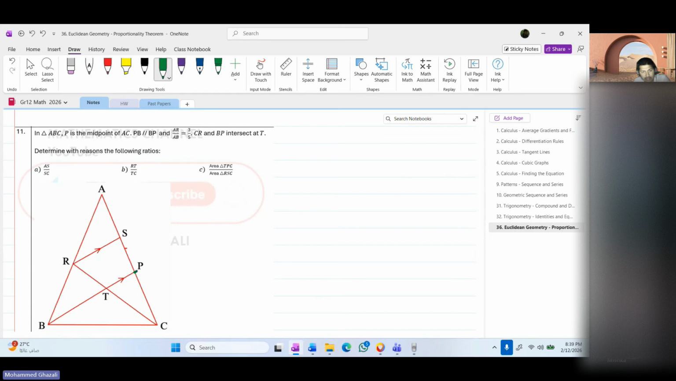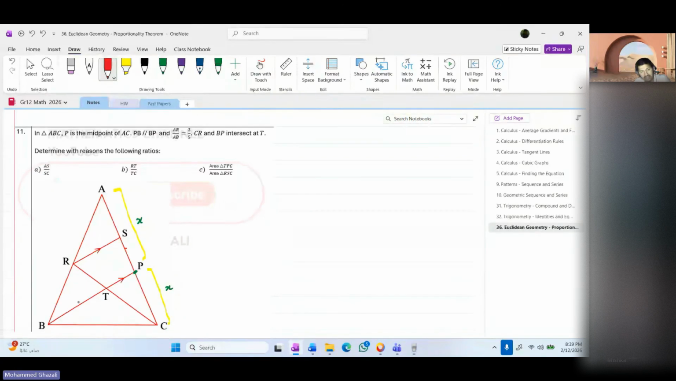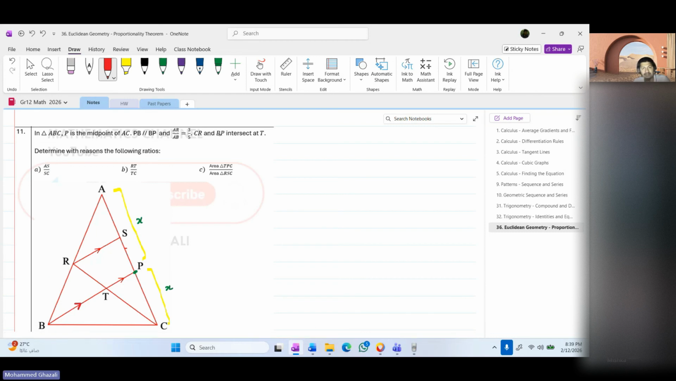So if this is the midpoint of AC, that will become X. See where I'm putting the X? And this will become the X, right? So that part is X, and that part is X, okay? PB is parallel to BP. Now, again, you got parallel lines. Make sure to extend this parallel line to this side as well, right? Okay, no need because you can see the two triangles already.